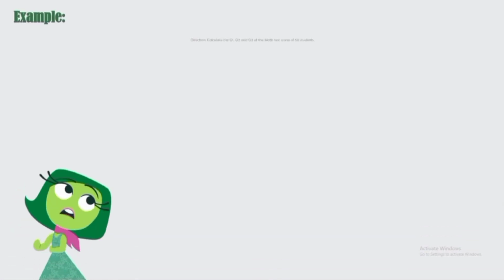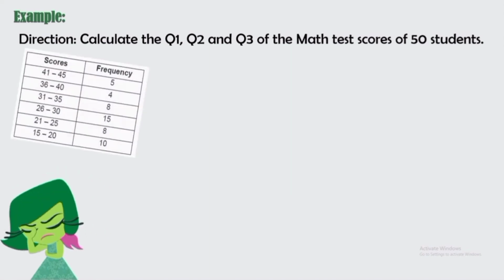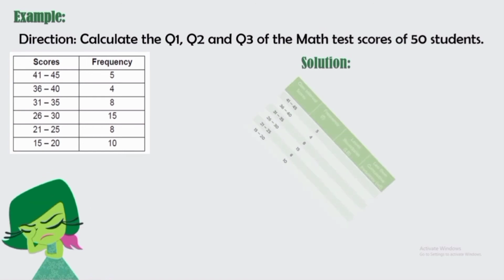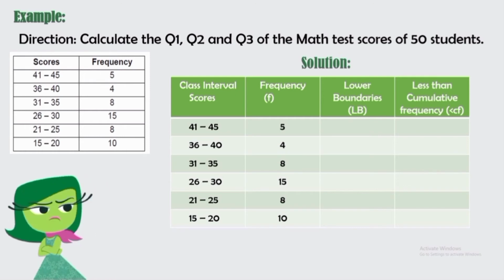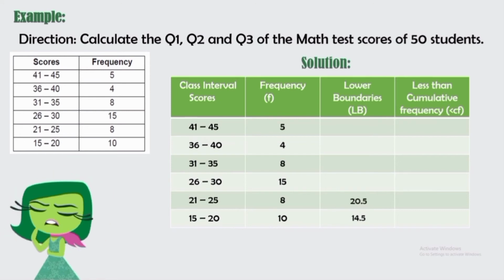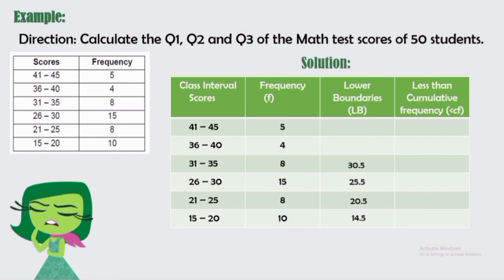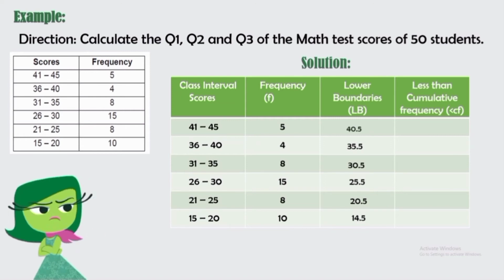Example: for our direction, calculate the first quartile, second quartile, and the third quartile of math test scores of 50 students. Now here are the given scores and frequency. For our solution, based on the given, we have class interval scores and frequency. We have to get the lower boundaries and the less than cumulative frequency. To get the lower boundaries, we have 14.5 for 15, 20.5 for 21, 25.5 for 26, 30.5 for 31, 35.5 for 36, and 40.5 for 41.